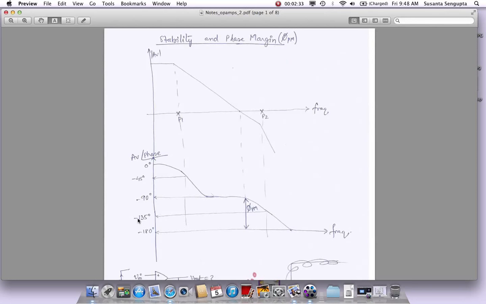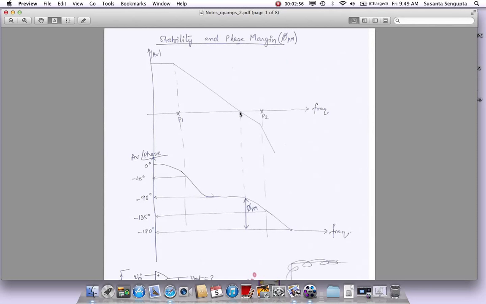Okay, so we're at minus 135 degrees, and at 10 times P2, this phase will go to minus 180 degrees. Since we have only two poles in this particular example, I did not add any zeros or any further parasitic poles to make this look more complicated. I just wanted to show you, because of two poles, how the phase changes.